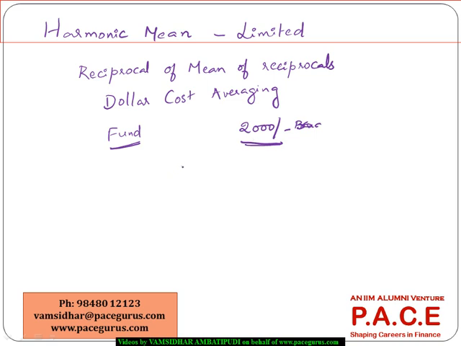So in the first month, the unit value of the fund was 25 bucks. Because of that, I was able to purchase 80 units of the fund, because I have spent $2,000. But in the second month, it so happened that the fund value has gone to 20, which means with the same 2,000 I was able to purchase 100 units.